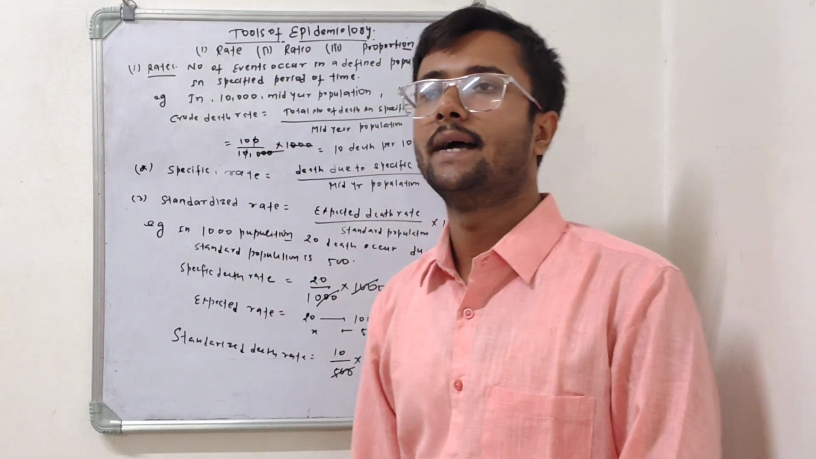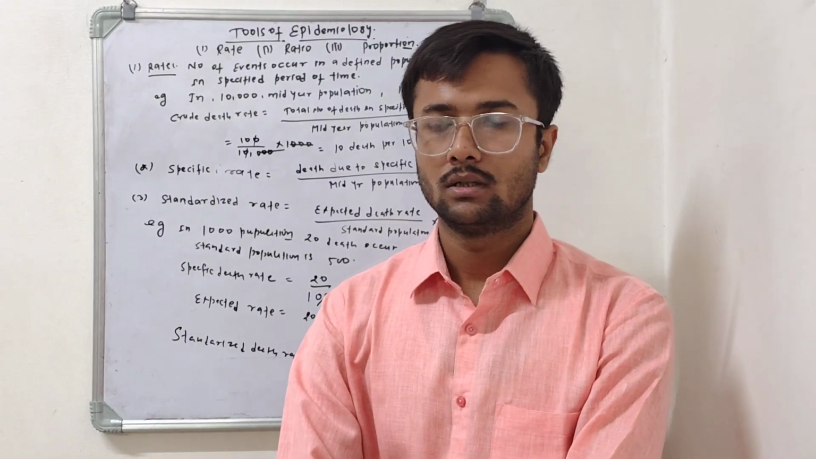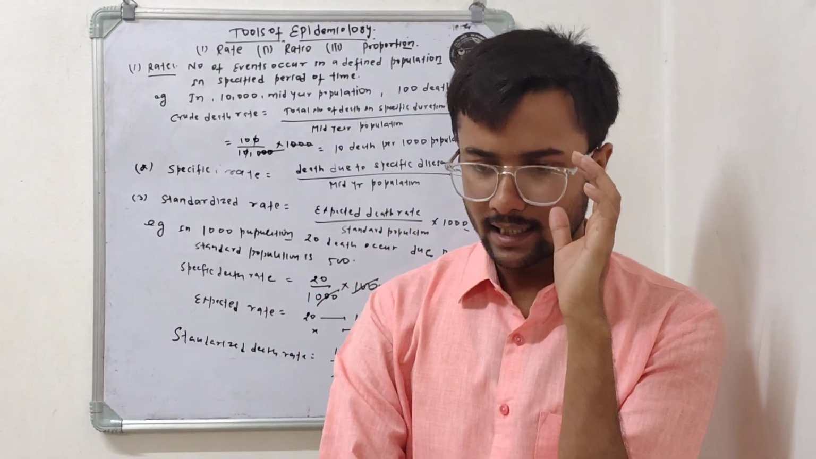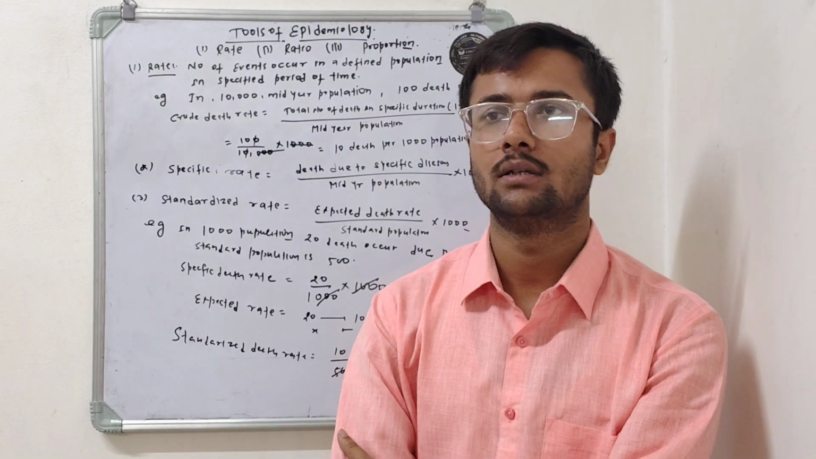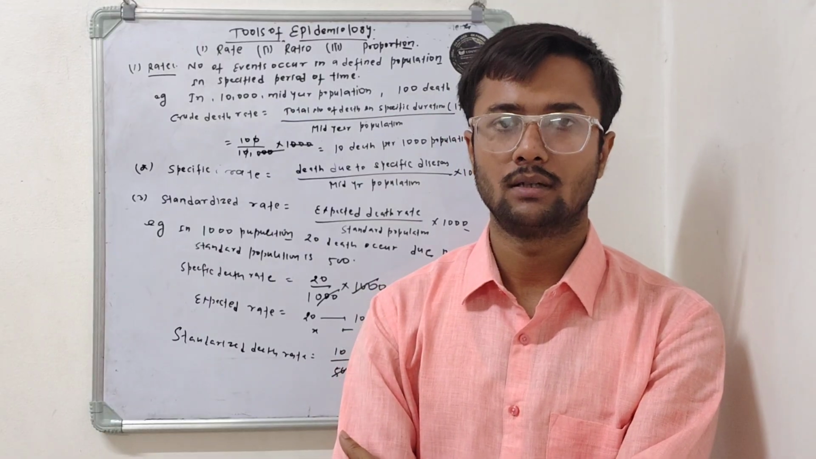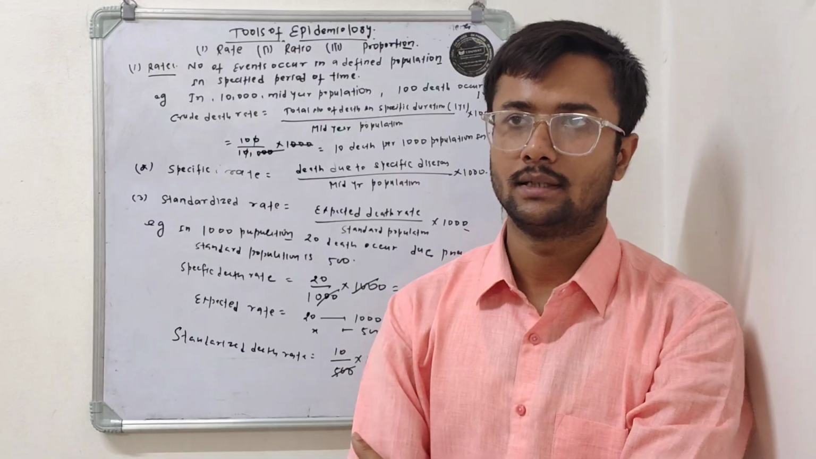Okay, so welcome back. In today's session, we are going to discuss the tools of epidemiology. Basically, there are three important tools of epidemiology. One is the rate, the next is the ratio, and the third is the proportion. So first, we define what is the rate.